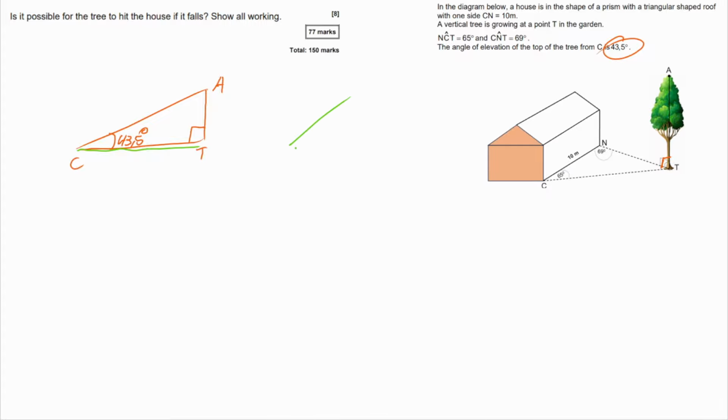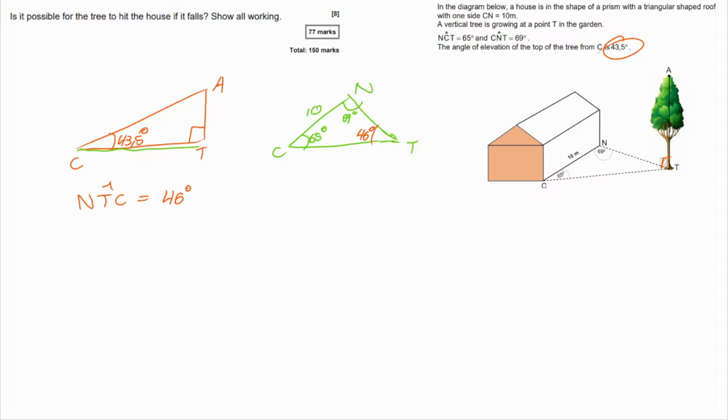So I'll draw the triangle for us. If we look down at this triangle over here, CNT, we know that this is 10 meters. We know that this is 65 degrees, and we know that this is 69 degrees. We need to solve for CT, because we need it for this. We can use the sine rule. We just need this angle T. So NTC is equal to 180 minus 69 minus 65. That gives me 46 degrees.